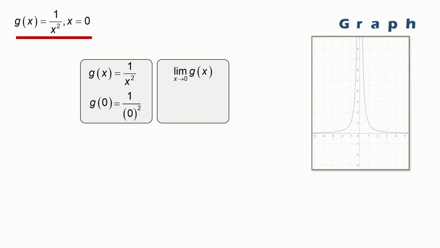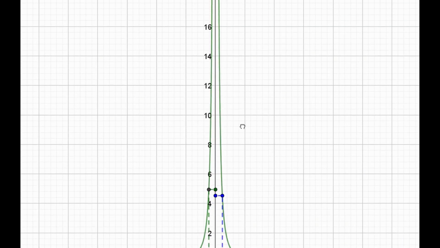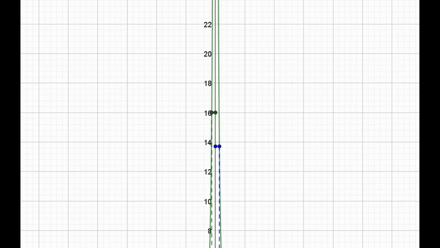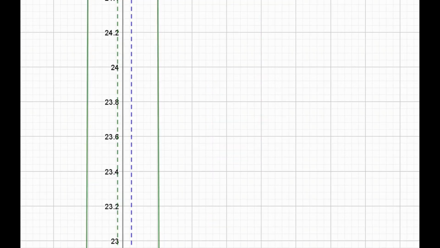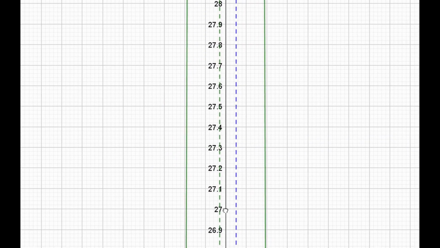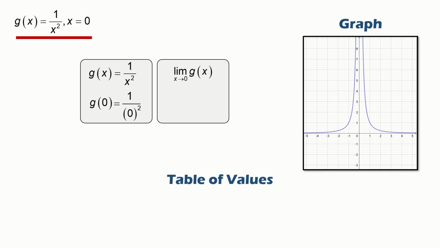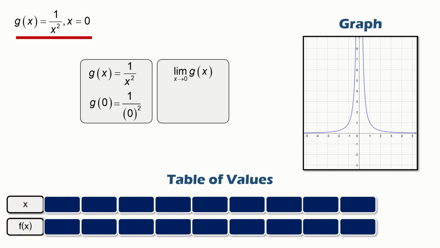By analyzing its graph, when x approaches 0 from the left side, the function is moving closer to what number? I'll give you 5 seconds to observe the graph. Observe that the function is not approaching a certain number. The function moves to a larger and larger number. This behavior is also observable from the right side. Using a table of values, we can see this similar behavior.